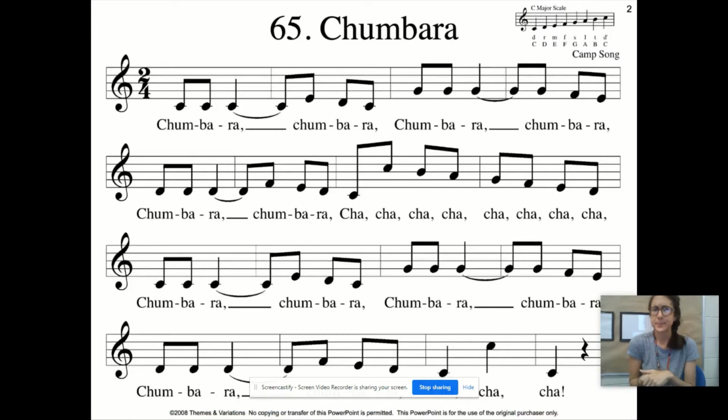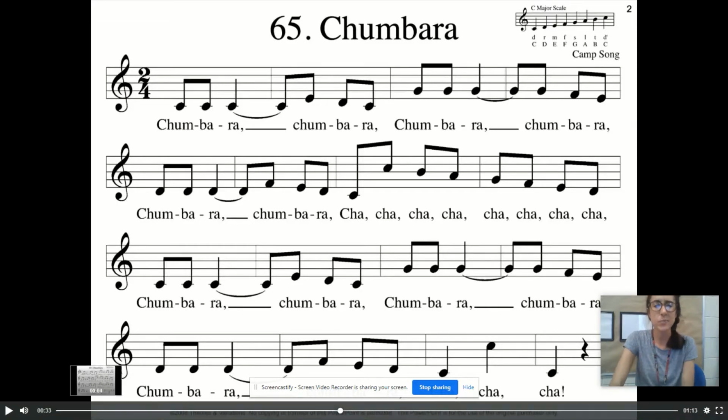All right. Now, do you know what the word chumbara means? I didn't think so. It's not a real word, so it means nothing. Do you know, though, how many syllables the word chumbara is? Chumbara. 3 syllables. So since chumbara is a nonsense word, we could easily make up our own 3-syllable nonsense word instead of singing chumbara.